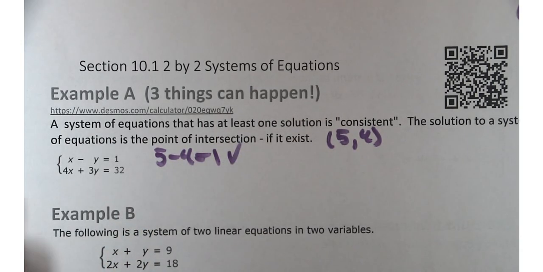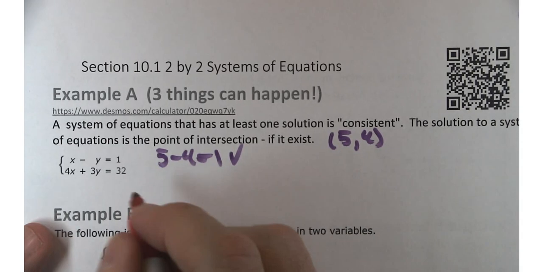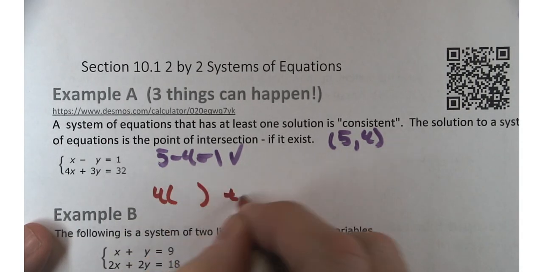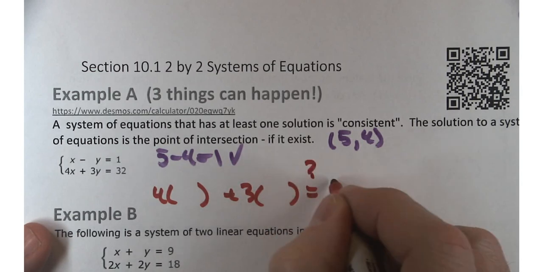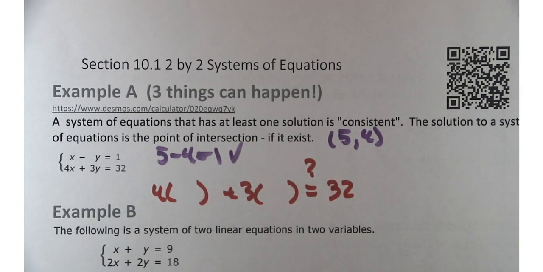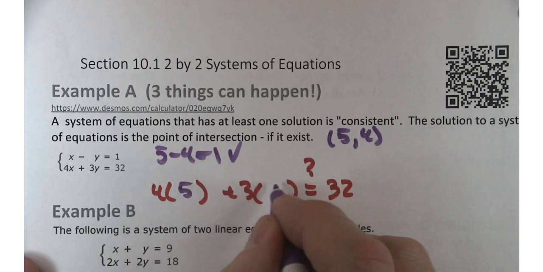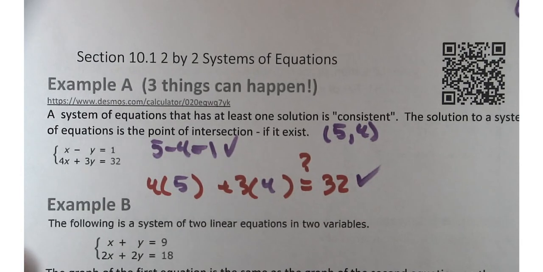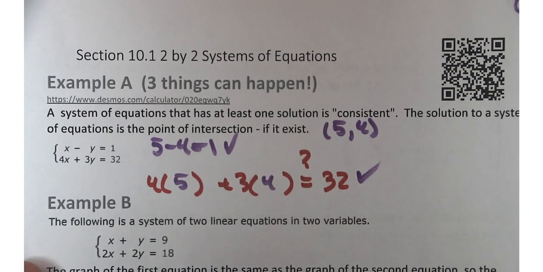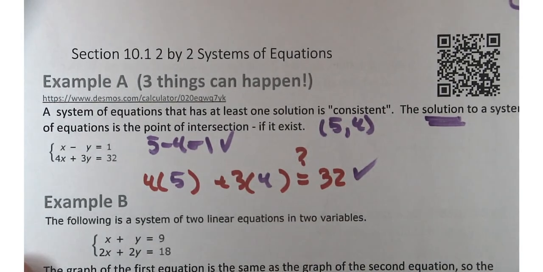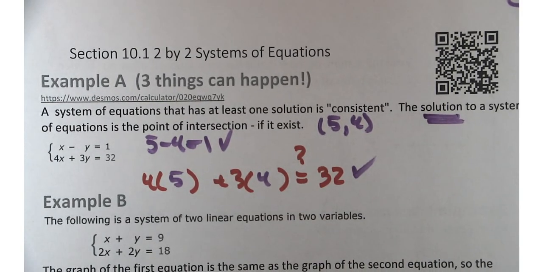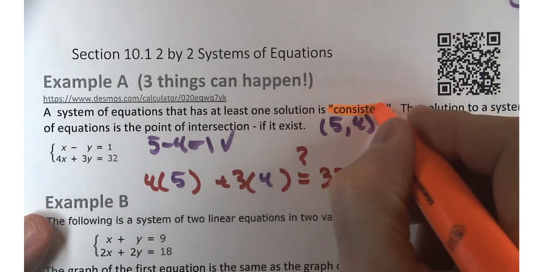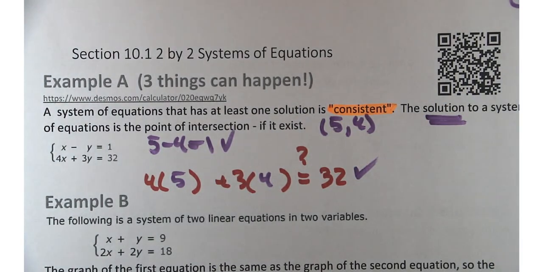So that works. Let's try it in the below equation. So it's going to be 4 times 5 plus 3 times 4. Does that equal 32? Well, let's find out. 20 plus 12 is 32. So it works in both. Because it works in both, it is a solution. And if a problem has at least one solution, then it's called consistent. So we've got a consistent set of equations there. That's one of 3 different generic types of things that can happen when you're working with a system of equations.